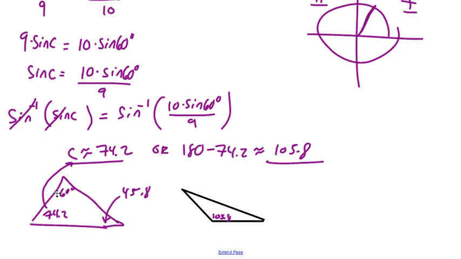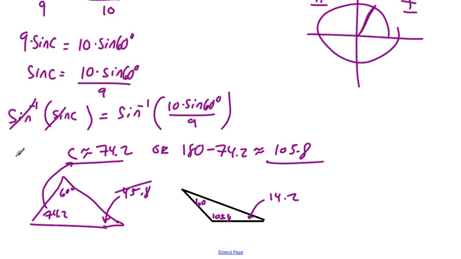The first one is called an acute triangle because all the angles are less than 90. But in this one we have 105.8 and then 60 degrees right here. If I add 60 to 105.8, that's only 165.8. Subtracting that from 180, this angle can be 14.2. So by drawing these two triangles, it shows you that C could be 74.2, and it's also possible that C can be 105.8.